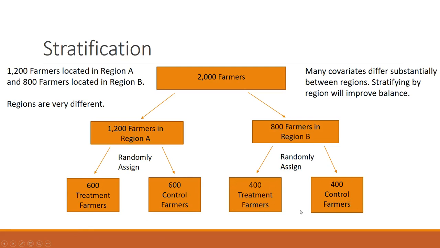So basically what we're doing here is we're randomly assigning the treatment within the two different regions. So we would say that these are the strata. Region A, that's strata 1. Region B is strata 2. And so we're randomly assigning the treatment within the strata. That means we're randomly assigning the treatment farmers and the control farmers within region A, and then we're randomly assigning the treatment farmers and the control farmers within region B.